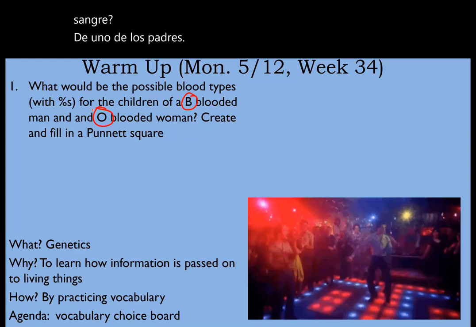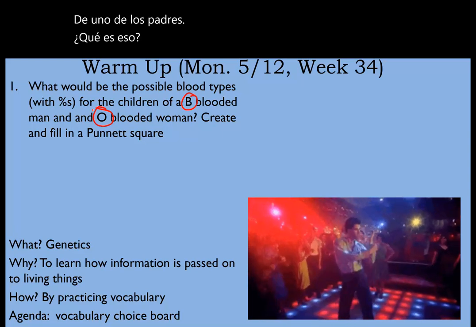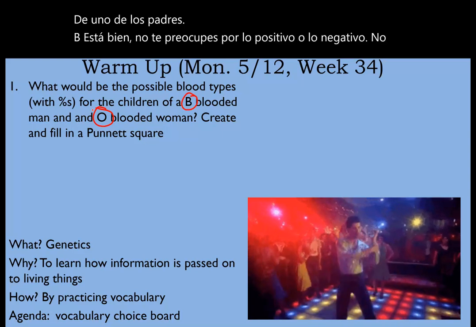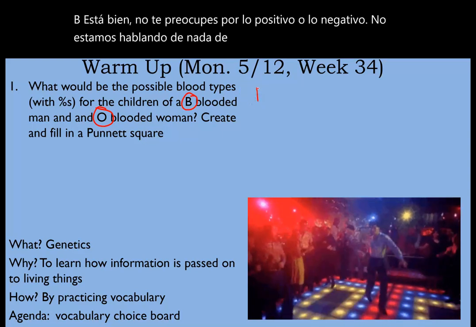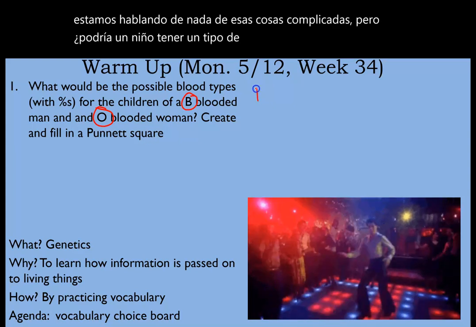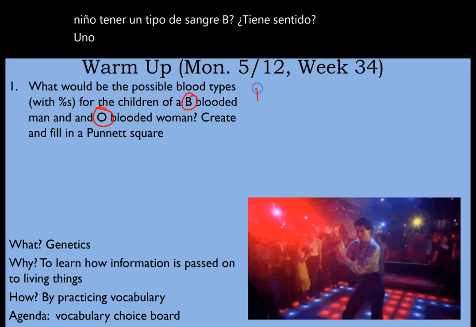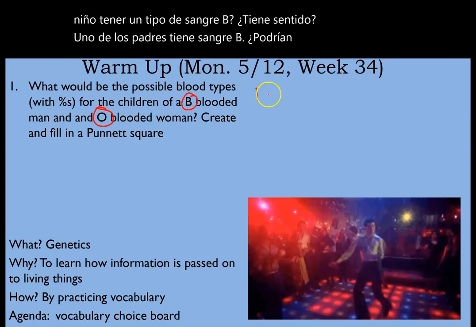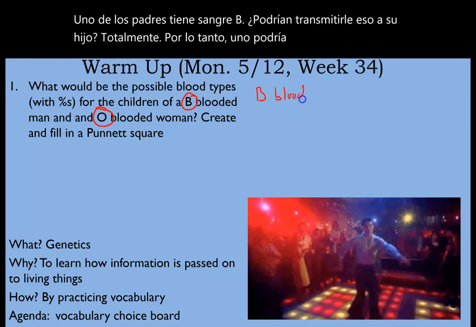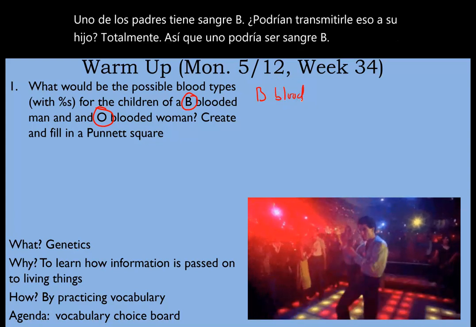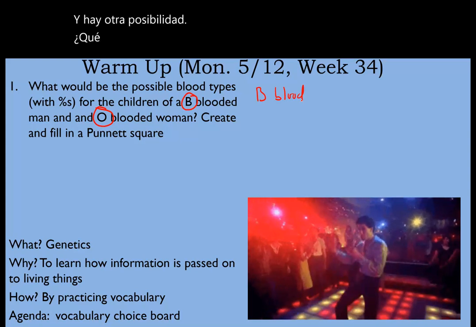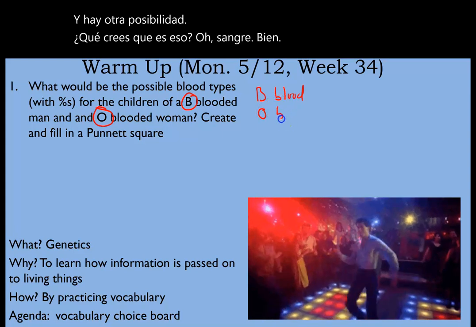What's that? B? Okay. Don't worry about positive or negative. We're not talking about any of that complicated stuff. But could a kid have blood type B? Does that make sense? One of the parents has B blood. Could they pass that on to their kid? Yeah, totally. So one could be B blood. And there's one other possibility. What do you think that is? O blood. Good. I told you it's common sense, right?